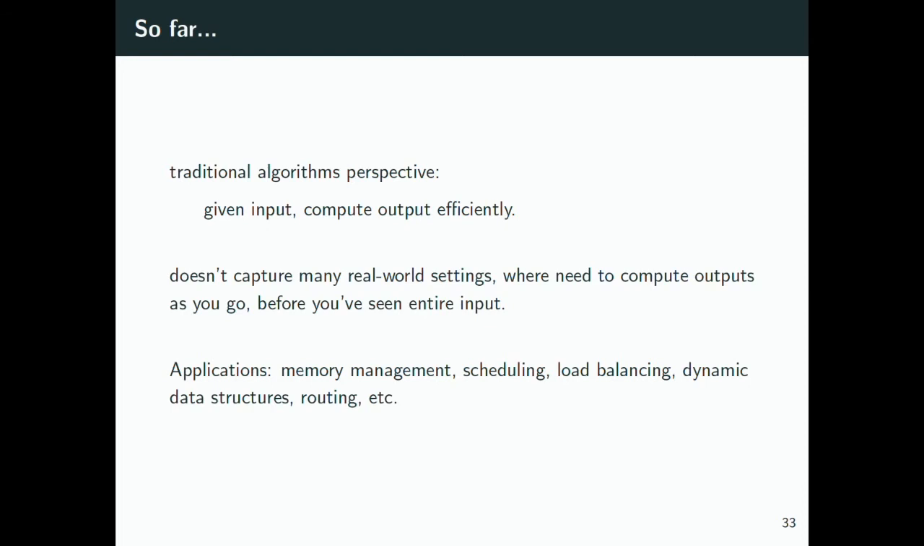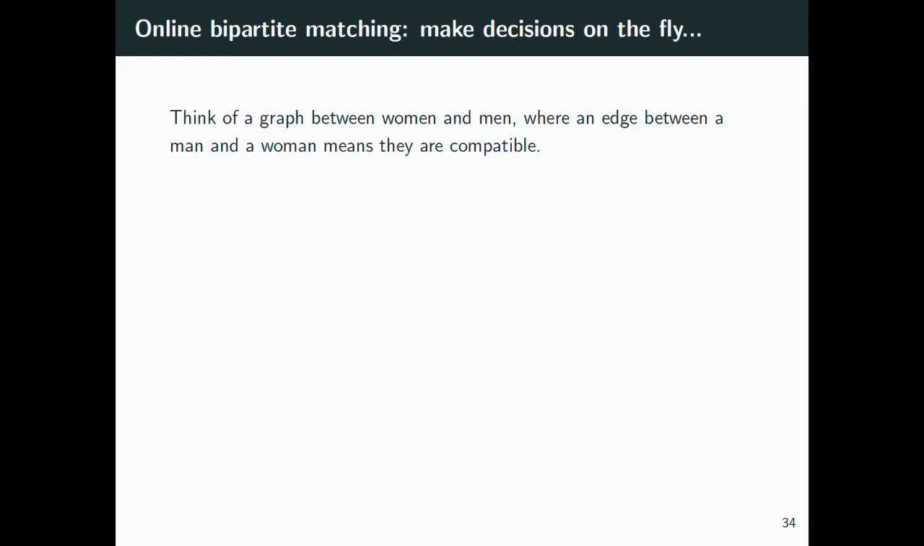But this doesn't capture many of the real-world settings where we want to solve problems, where in particular we need to start computing outputs before we ever see the entire input. Applications of this sort of thing include memory management, scheduling, load balancing, dynamic data structures, routing, and also matching, which is an important setting where you often want and need to solve the problem online. So let's define a version of this problem for online bipartite matching.